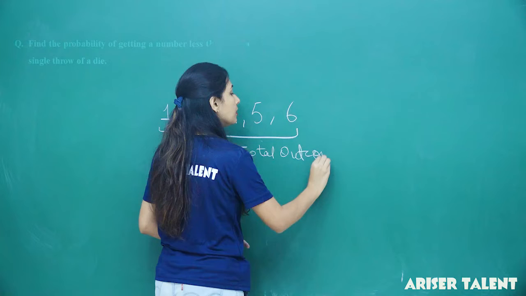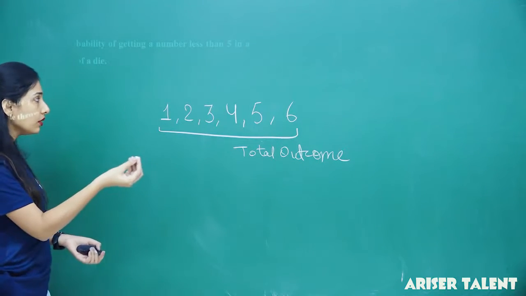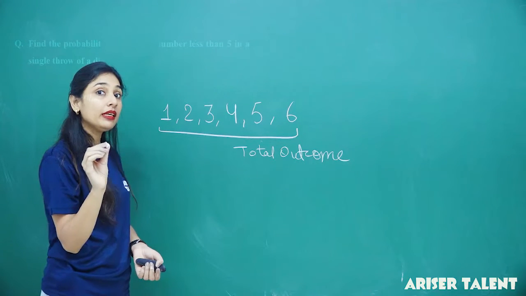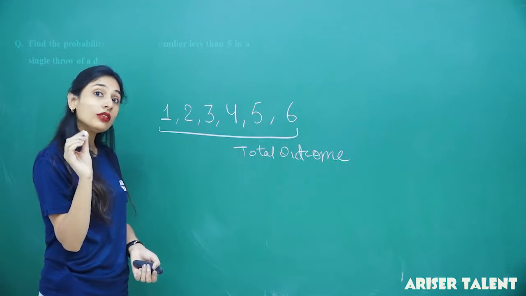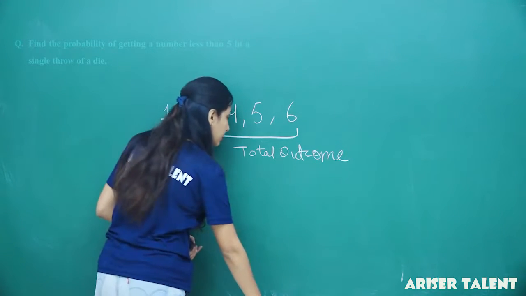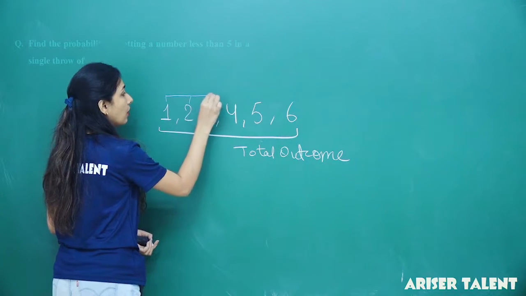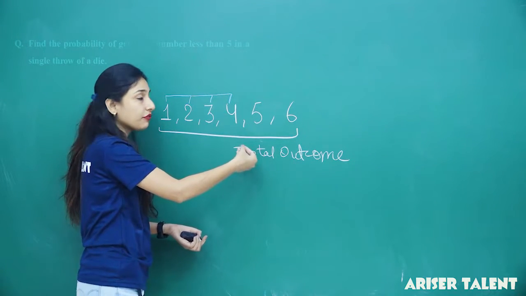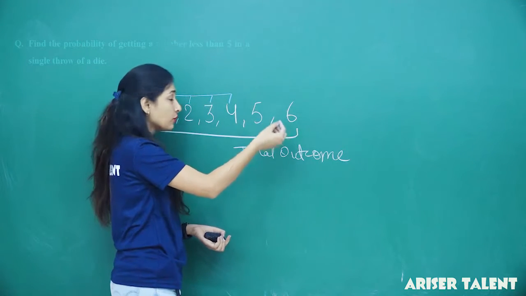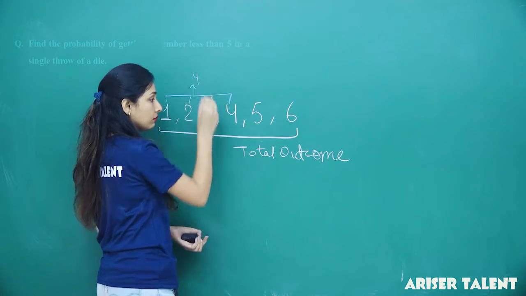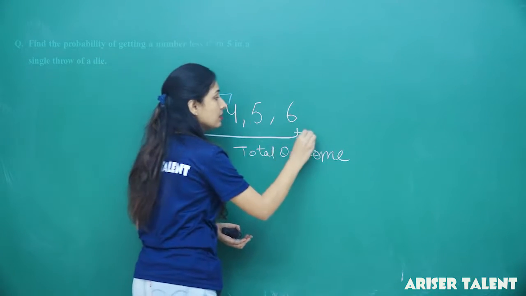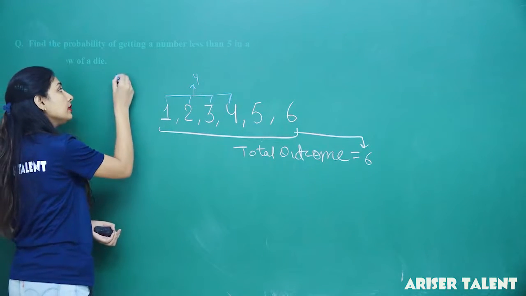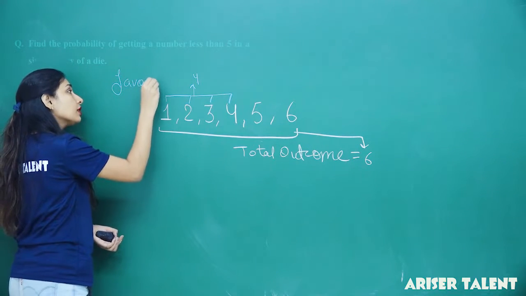That's so simple, students. Take out your pen. It says less than 5, that means the outcome should be either 1 or 2 or 3 or 4. Now 5 is equal to 5, not less than 5, and 6 is greater than 5, so these are not included. So this is 4 and this is 6: 6 is the total outcome and 4 is the favorable outcome.